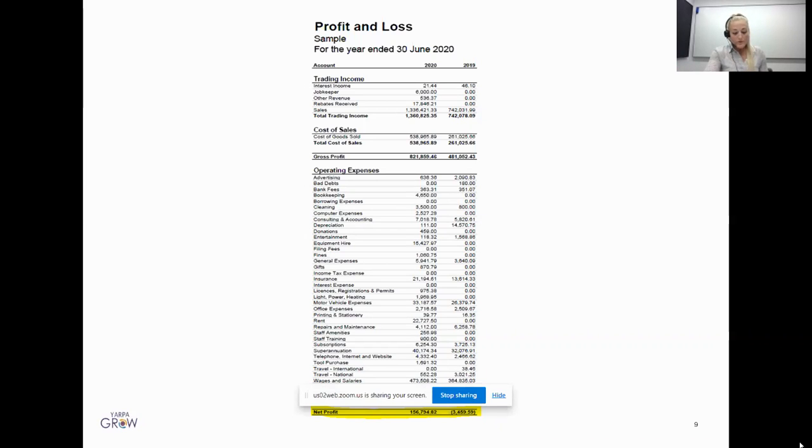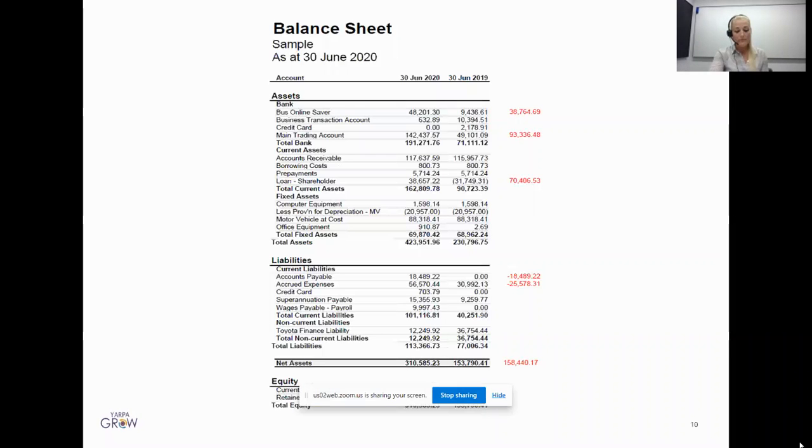Your P&L will also show you the net profit or loss for any given period. When I'm talking to my clients, I'm often asked, where has my profit gone? Your profit or loss is represented by movements in balance sheet items. A profit will mean that either your assets have increased or your liabilities have decreased, or a combination of the two. For this entity, we have a profit at 30th of June of $158,000. So we need to look for movements between this year and last.